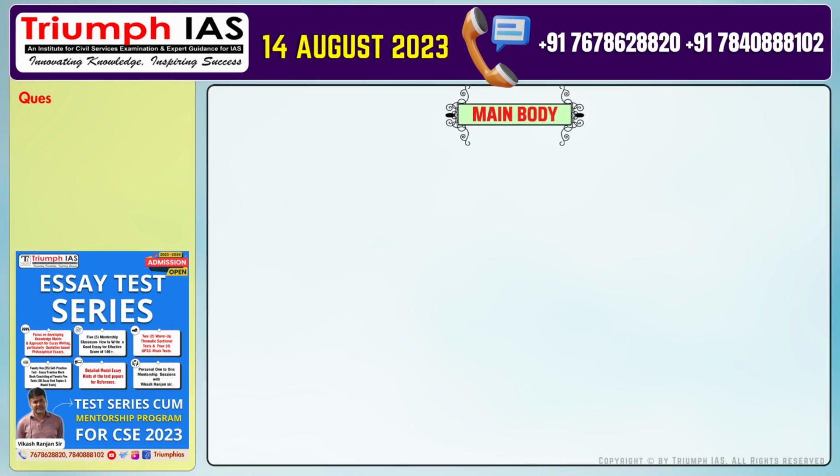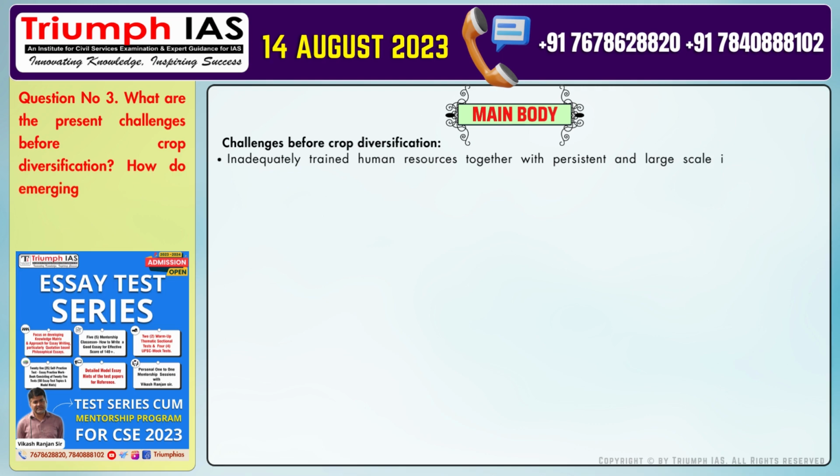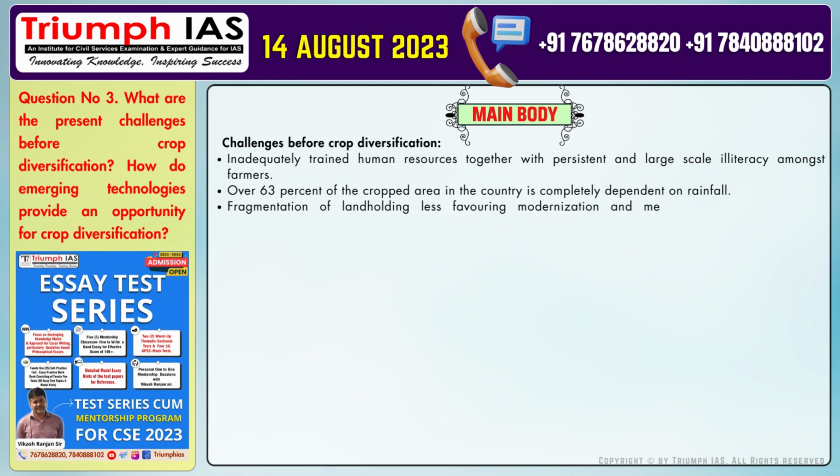The main body of the answer should be challenges before crop diversification. Number 1. Inadequately trained human resources together with persistent and large-scale illiteracy amongst farmers. Number 2. Over 63% of the cropped area in the country is completely dependent on rainfall. Number 3. Fragmentation of landholding less favoring modernization and mechanization of agriculture. Inadequate post-harvest technologies and inadequate infrastructure for post-harvest handling of perishable horticultural produce.